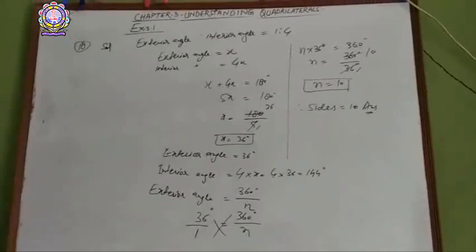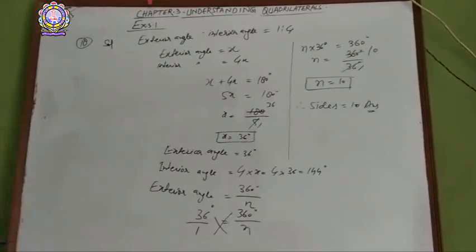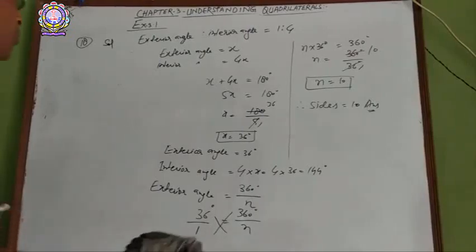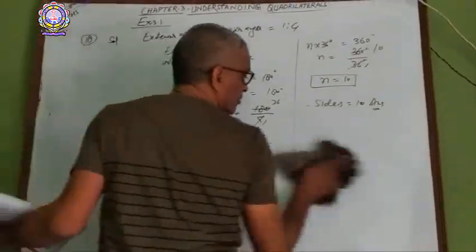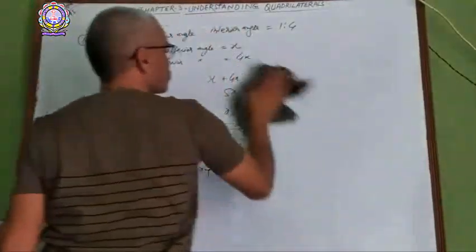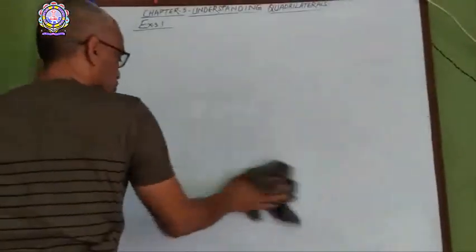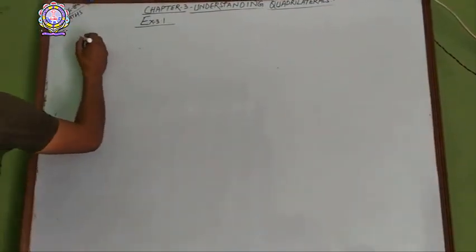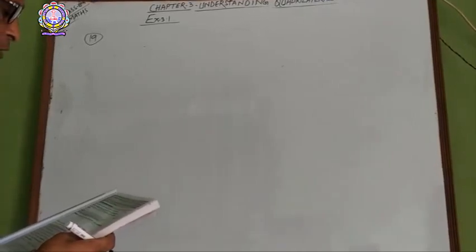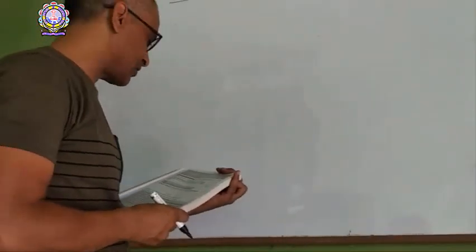Okay, now we will solve question number 19. Question number 19 of this exercise, and this is the last question of this exercise. We will solve this. Question number 19. Look, what is your question? The sides AB and CD of a quadrilateral ABCD are extended to points P and Q respectively.